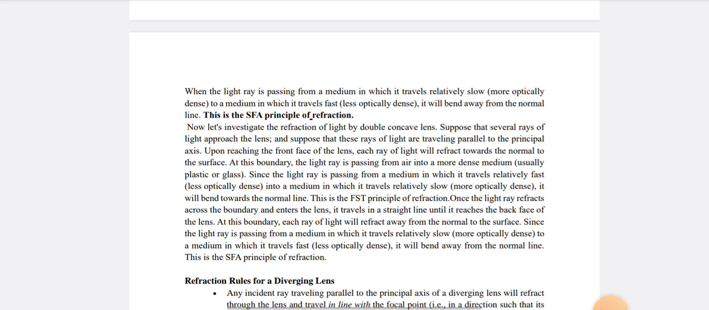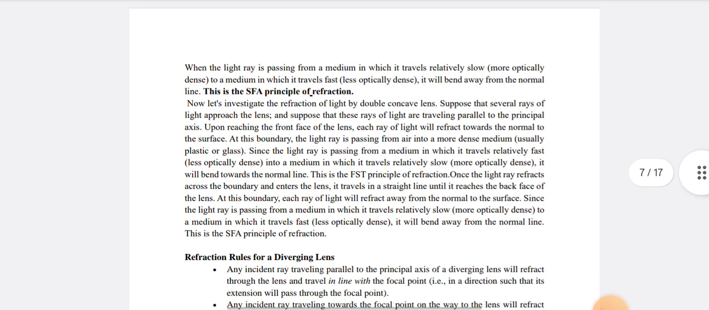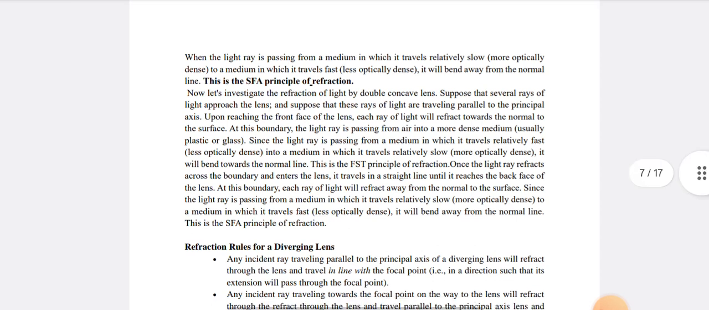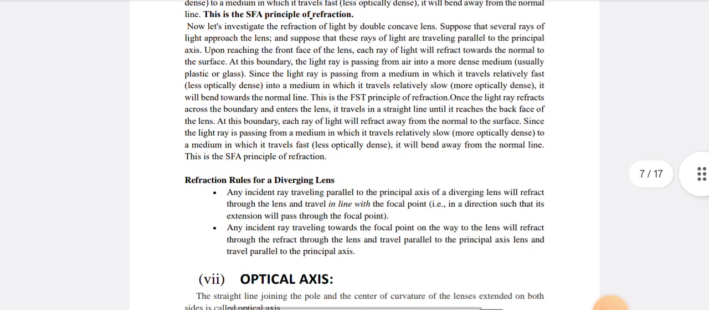Once the light rays refract across the boundary and enter the lens, they travel in a straight line until they reach the back face of the lens. At this boundary, each ray of light will refract away from the normal to the surface. Since the light ray is passing from a medium in which it travels relatively slow to a medium in which it travels fast, it will bend away from the normal line. This is the SFA principle of refraction.